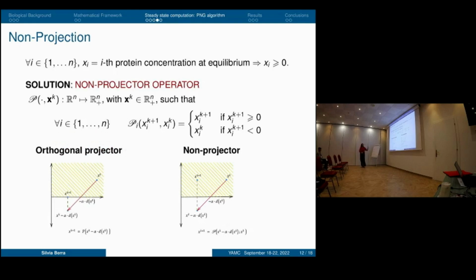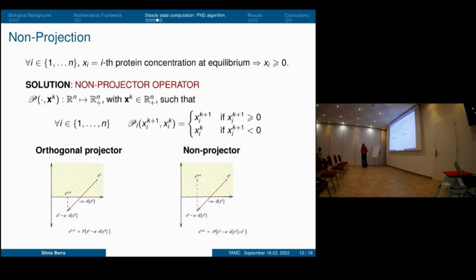And this is why we should somehow project on the positive convex cone for having all positive or zero values. So naturally we could use the orthogonal projector for doing that, but what we have chosen to do is to apply a different operator. We will see why, and this operator is very, very simple. It behaves like that.